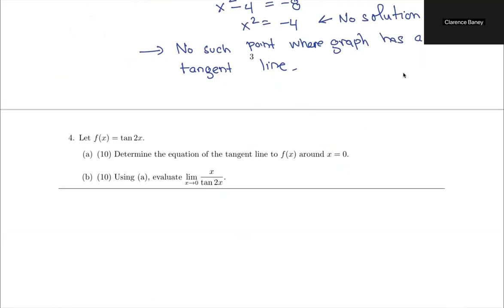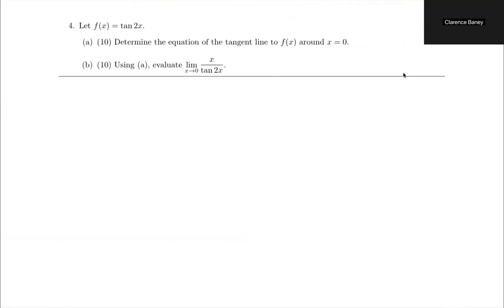The next question is f of x is equal to the tangent of 2x. Determine the equation of the tangent line to f of x around x is equal to 0. I'm going to write down the formula for the equation of the tangent line first, and it is something I would strongly recommend committing to memory. So this will be y minus f of a is equal to f prime at a times x minus a. Sometimes you would do this for the implicit derivative, and in which case this would be dy dx at a particular point.